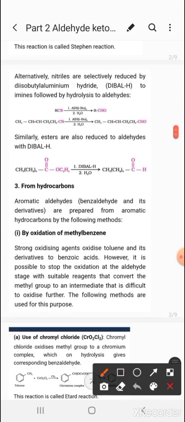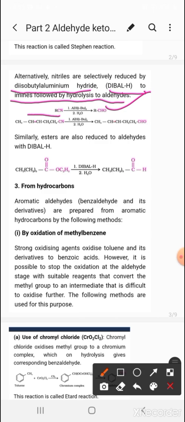Alternatively, nitriles are selectively reduced by diisobutyl aluminium hydride, DIBAL-H, to imines, followed by hydrolysis to aldehyde. So instead of using tin chloride and HCl, you can use DIBAL-H, which is a reagent that gives hydride, so it is a reducing agent. If you use nitrile with DIBAL-H in the first step, and in the second step add water, it will directly give you the aldehyde.